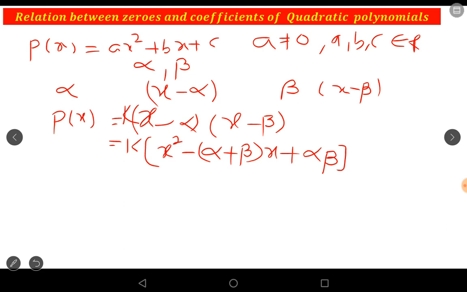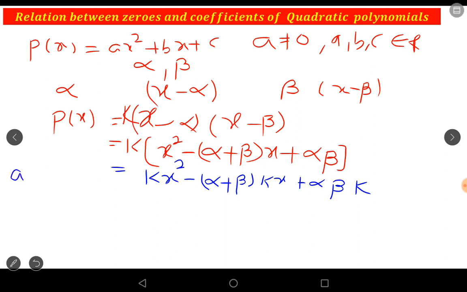k into x square minus alpha plus beta into x plus alpha into beta. Next, multiply with k, open the bracket. So, k x square minus alpha plus beta into kx plus alpha into beta into k. This is the product of k into x minus alpha into x minus beta.